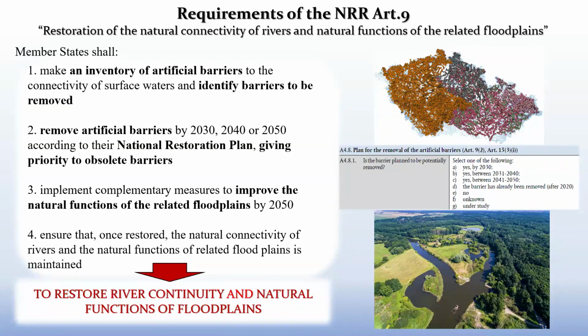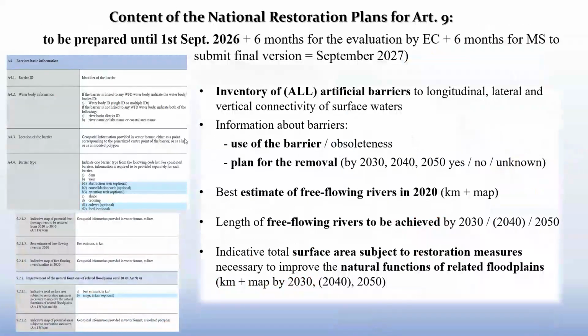And then once these are restored, we shall also be sure that these restored natural functions are maintained. So this all should be done to restore river continuity and natural functions of floodplains. And this national restoration plan shall be prepared until 1st September this year.